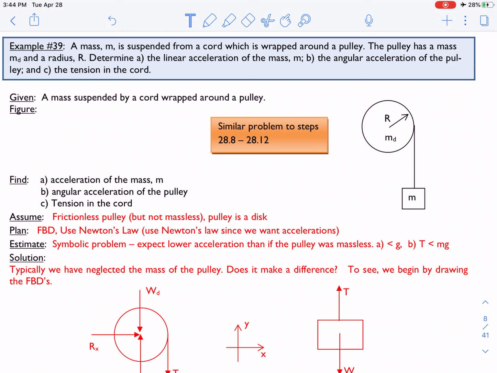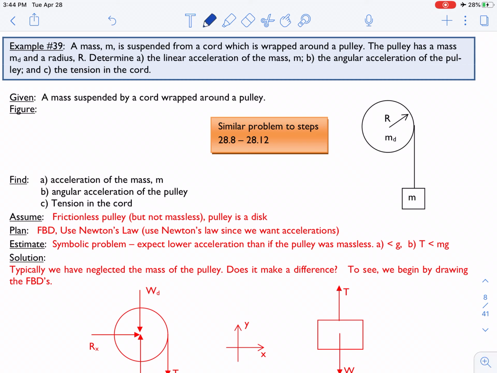So we have a mass M. It is suspended from a cord which is wrapped around the pulley, and the pulley has a mass MD. It's like the mass of a disc, so that's why it's D, and a radius R. We will determine the linear acceleration of the mass M and the angular acceleration of the pulley and the tension in the cord.